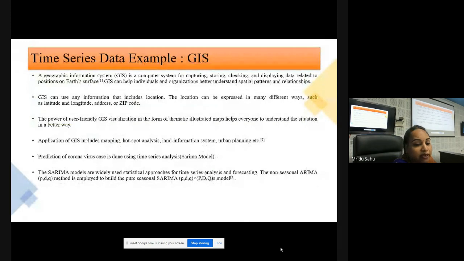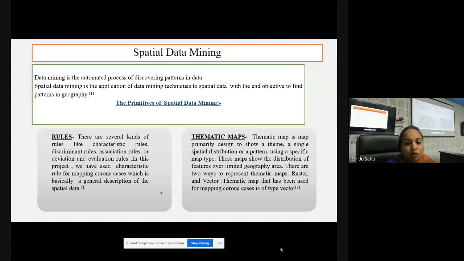So the S-ARIMA model we have used is widely used as a statistical approach for time series analysis. Do you agree with this point? Why do we want to do this analysis by time series analysis and why are we using the S model? Okay, we will give sufficient reason, because we have a variety of time series models, but we are taking the S-ARIMA model. So for the non-seasonal ARIMA, p, d, q, these are the three parameters, the methods employed to build the pure seasonal S-ARIMA models.